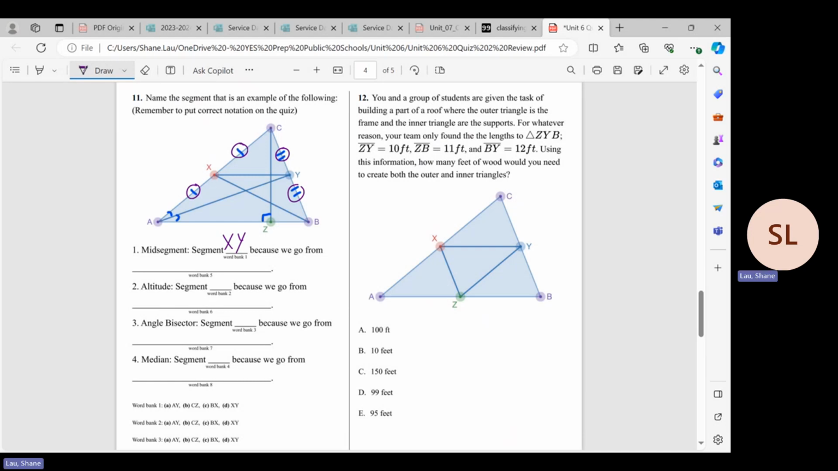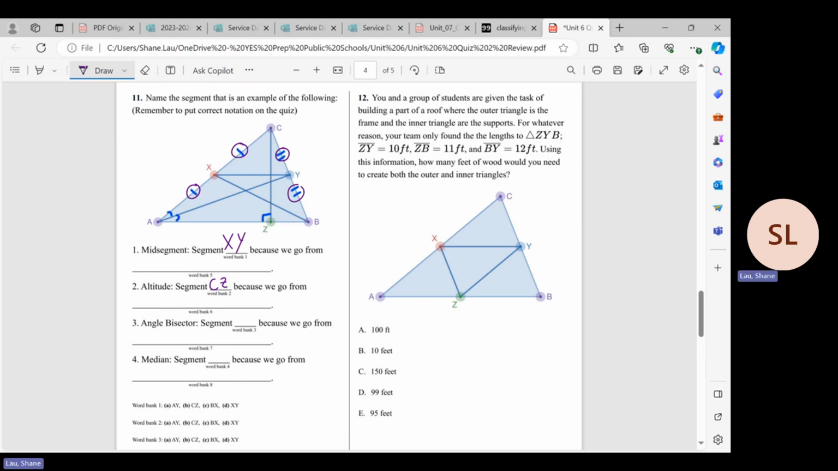Then we have an altitude. Remember, altitude is going to go from angle to perpendicular segment. So we start at an angle, looking at all of our answer choices here. I have C, A, and B. I don't have anything that goes to a perpendicular segment except for C. So therefore CZ is our perpendicular segment, which means that is our altitude.